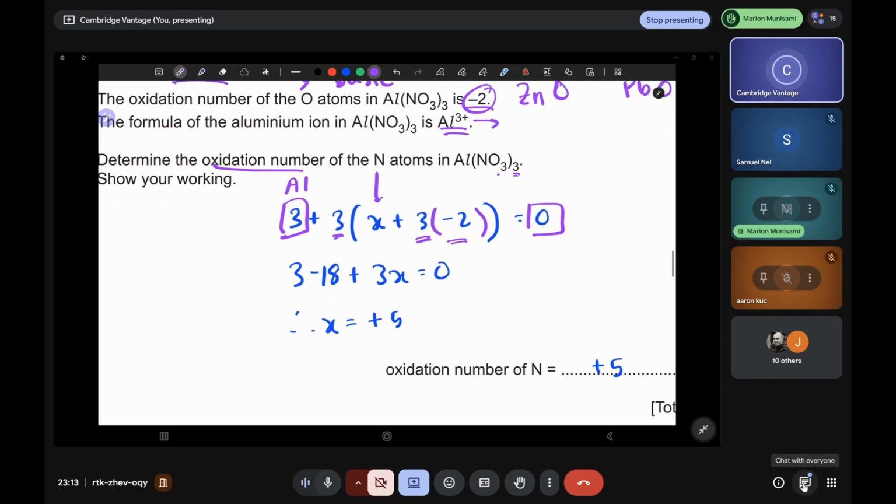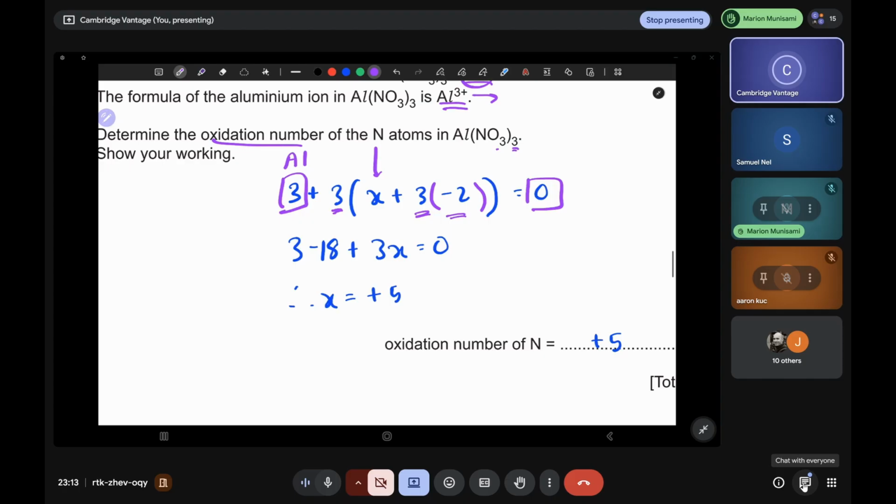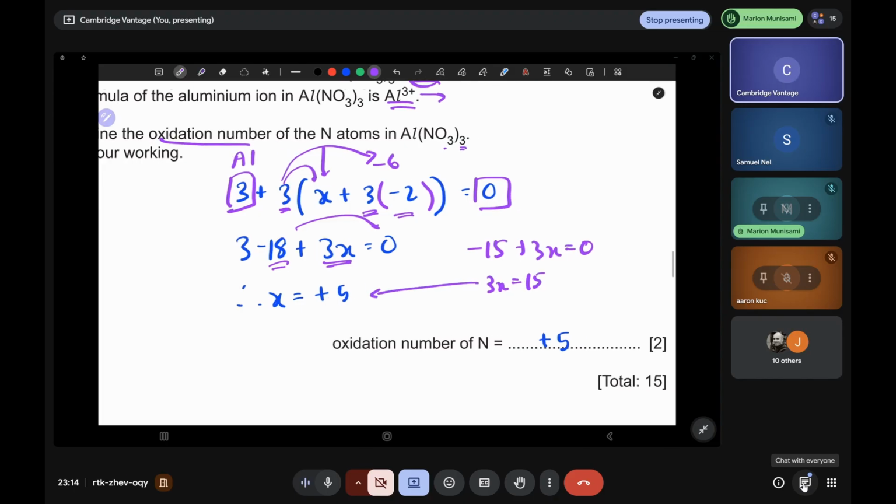And then it's a bit of math and algebra to get to your answer. So first I'll multiply the 3 with the x. I'm getting 3x, and then 3 times -2 is -6. 3 times -6 is -18. So I write that down over here. 3 minus 18 is -15. If I take the -15 to the right hand side, that's a +15. Essentially, I did not write that over here, but what we do is -15 plus 3x is equal to 0. 3x is equal to 15, and finally we write down x is equal to +5.